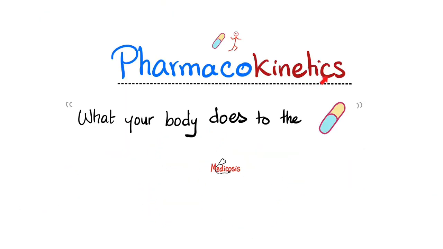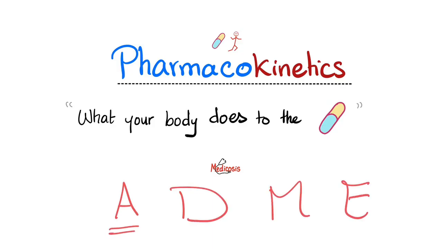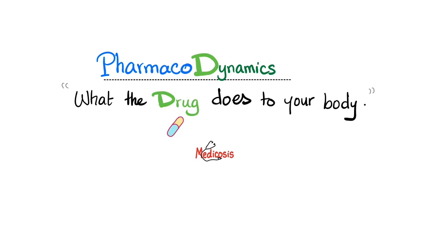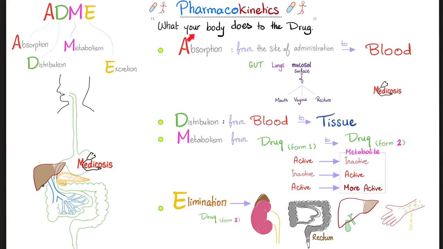Now, what is pharmacokinetics? What your body does to the drug. And what does my body do to the drug? It is ADAM spelled funny. What is this? ADME. The A is absorption, D is distribution, M is metabolism or degradation, E is excretion or elimination. But pharmacodynamics is the opposite. It's what the drug does to your body and not what your body does to the drug. The way I remembered is that pharmacodynamics is what that drug does to the body. Pharmacokinetics, what your body does to the drug. ADME, absorption, distribution, metabolism, elimination.